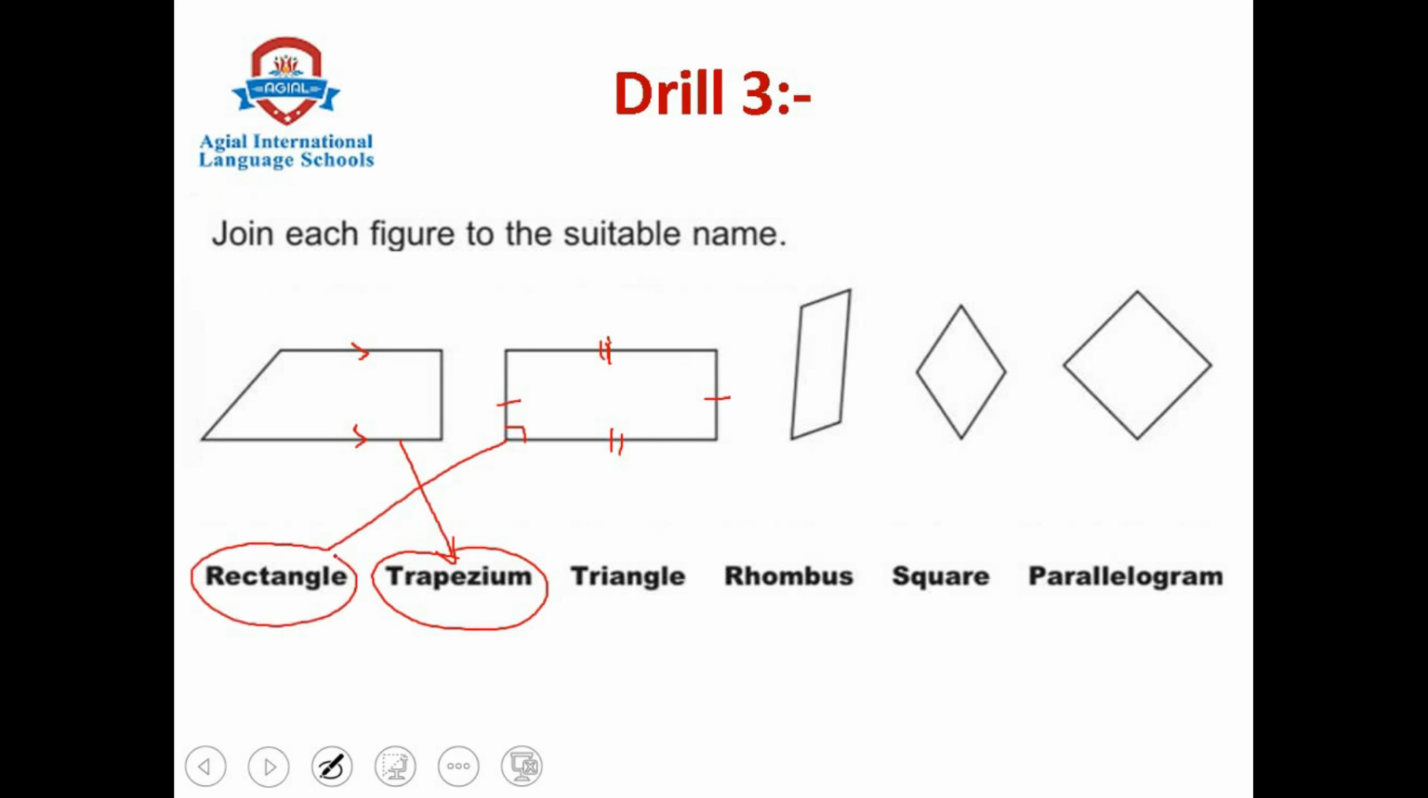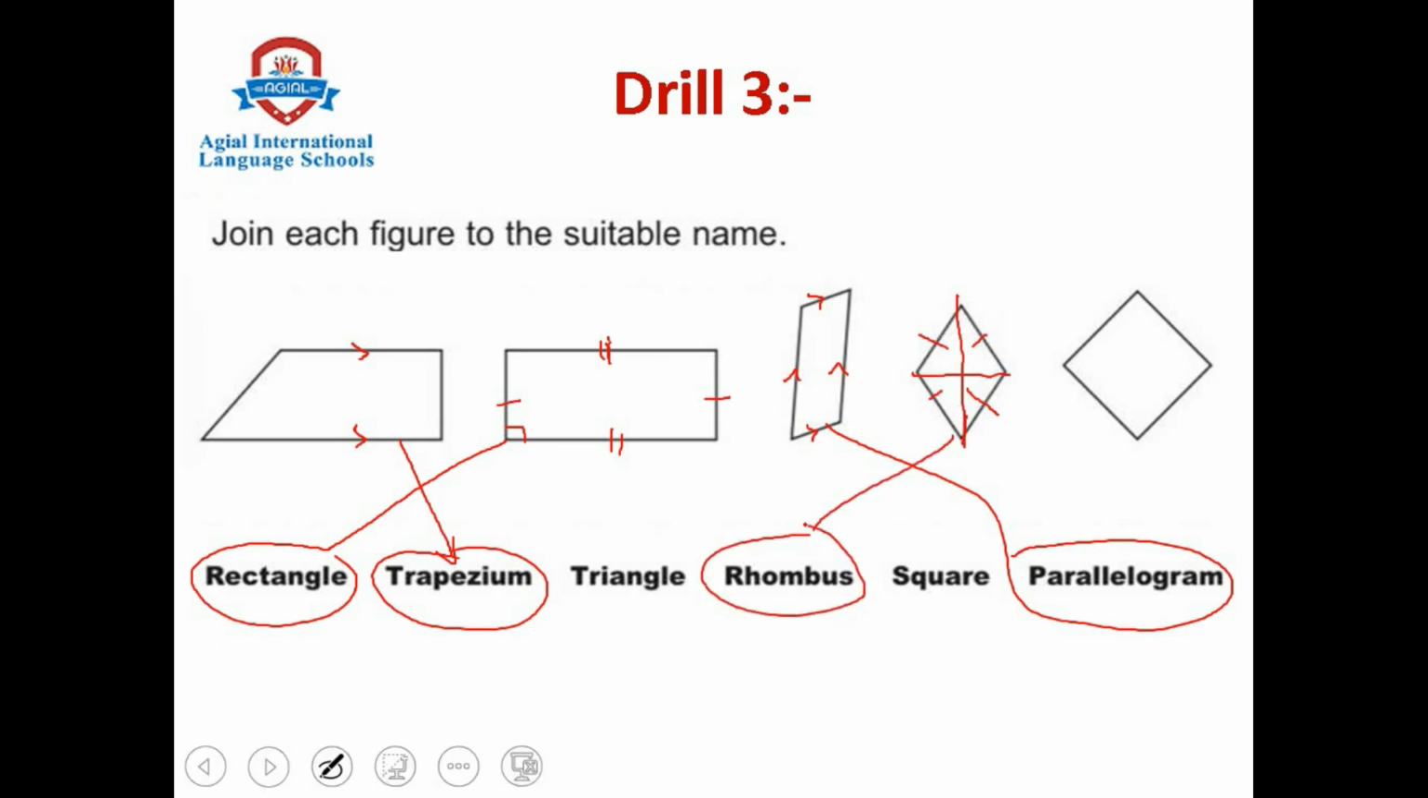And the third, we have each two opposite sides equal and parallel, but the angles are not 90, so it's called a parallelogram. And the fourth, we have each two opposite sides parallel and all sides equal in length, and the diagonals are perpendicular, so this is called a rhombus. And in the last one, we have each two opposite sides parallel, all sides equal in length and all angles equal in measure, so that's a square.